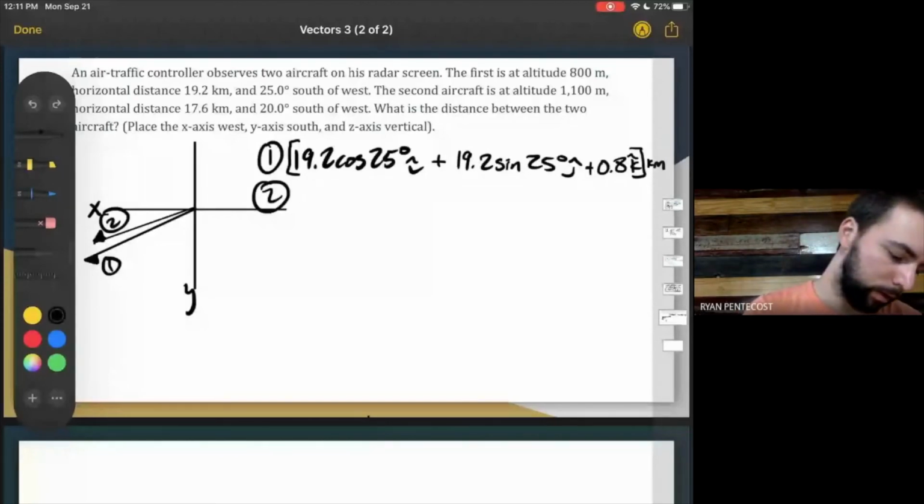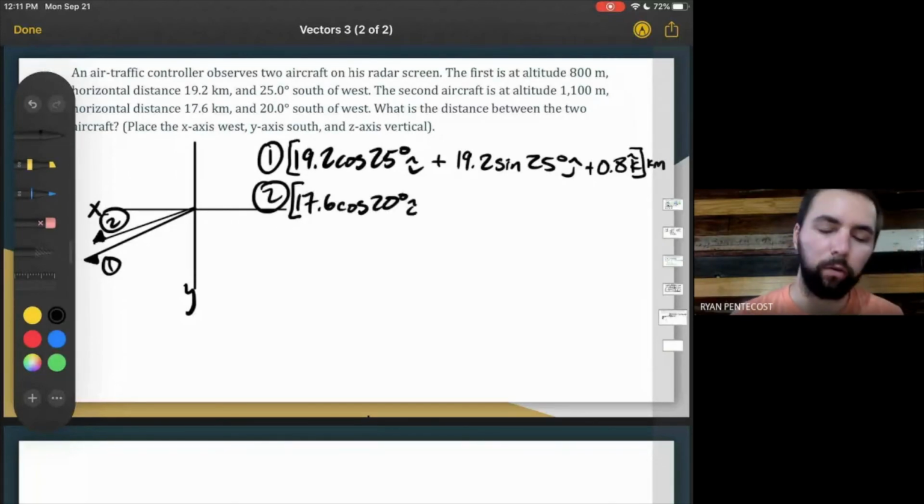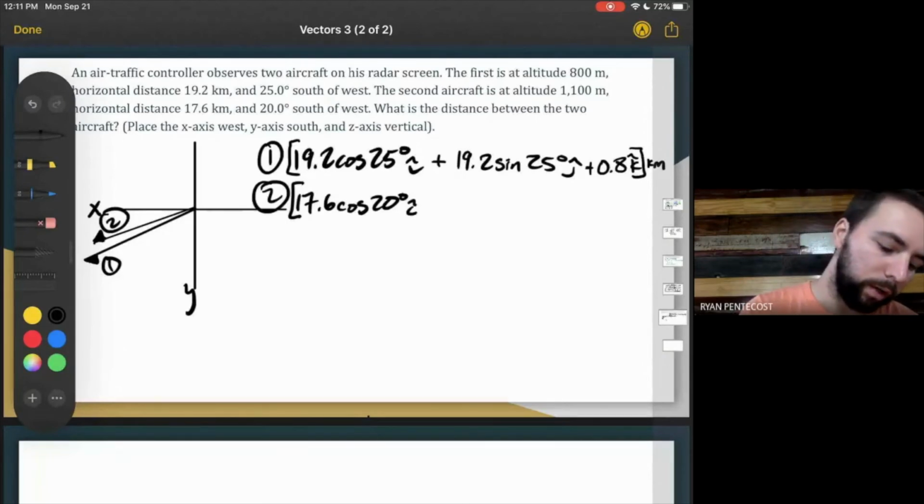Now our next vector, we have a magnitude of 17.6. Multiply that by cosine 20 degrees I hat. Again, everything is south of west, which are positive directions, so we'll keep everything positive. 17.6 sine of 20 degrees j hat. And then our altitude here is 1,100 meters, so 1.1 k hat. That should be a bracket, all in kilometers.